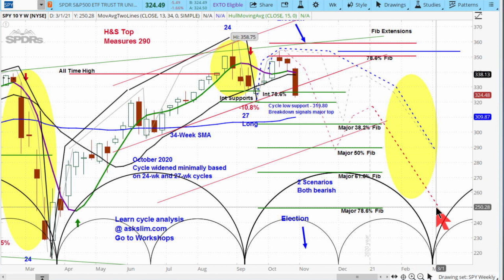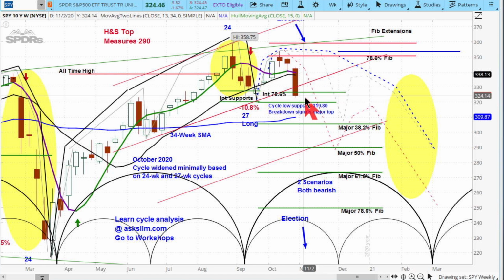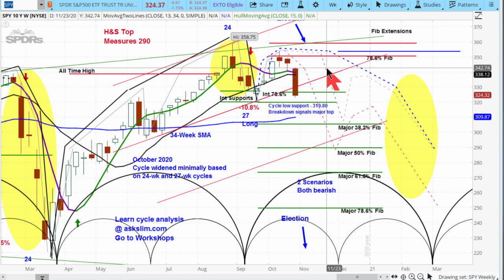And this being about 250 out over here into the March time frame. So under the scenario of Trump holding the presidency, which I think is the lower odds, you get a relief rally somewhere up here and then another decline.